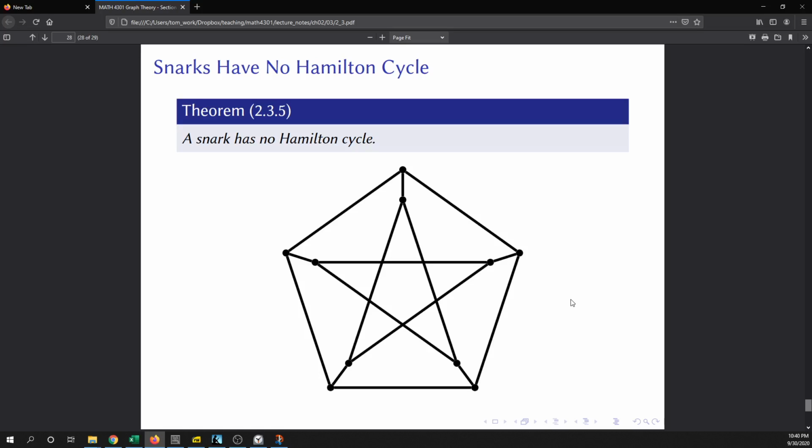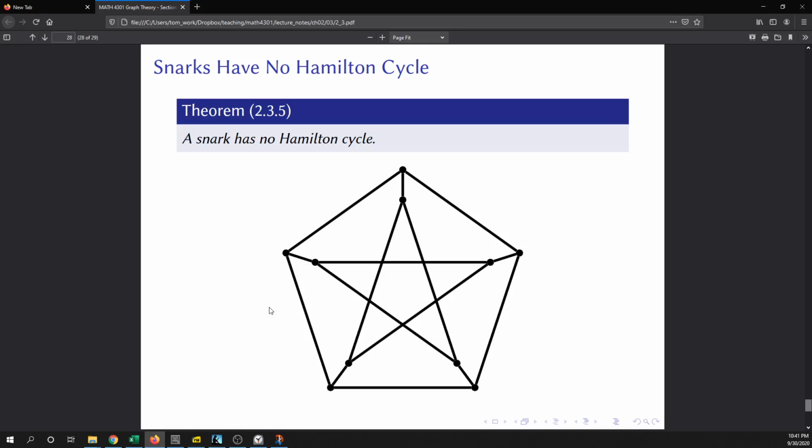Remember that if a graph has maximum vertex degree 3, then the edge chromatic number of the graph would have to be either 3 or 4, by Vizing's theorem. And a snark is a 3-regular graph that has edge chromatic number 4. That means the least number of colors that you can use for a proper edge coloring is 4, not 3. So that's what a snark is. And this Petersen graph is an example of one, probably the smallest snark.